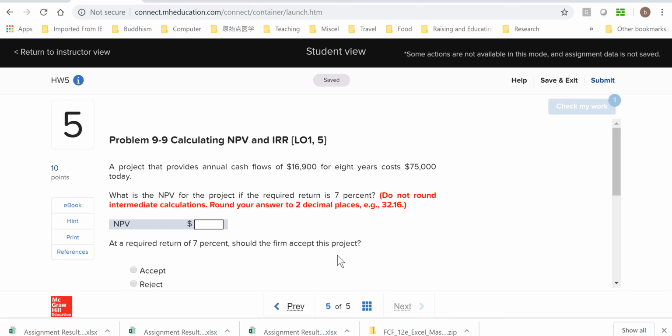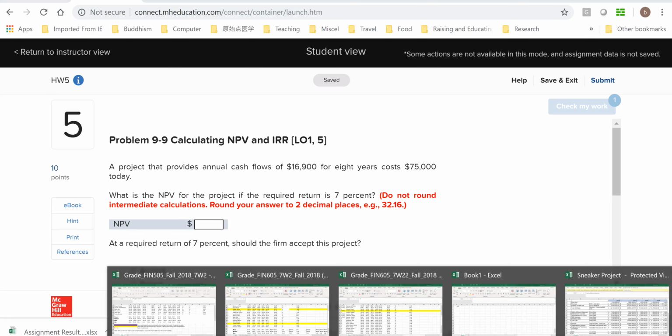This is question number 5 of homework 5. A project that provides annual cash flows of $16,900 for 8 years costs $75,000 today. What is the NPV for the project if the required return is 7%? So there are at least 2 ways to get the NPV for this project.